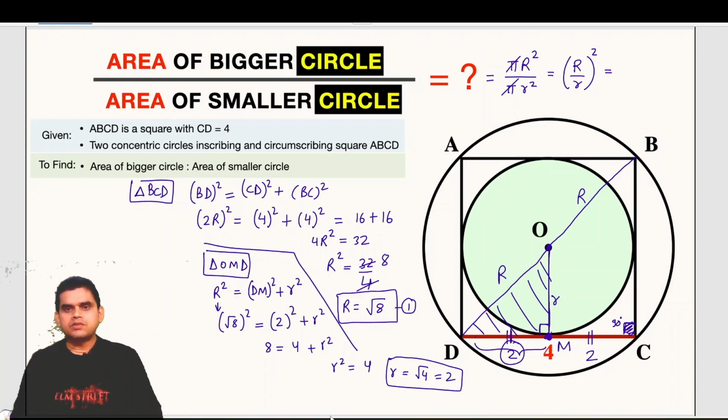Now we can substitute the values of capital R and small r. Capital R is root 8 and this is 2 whole square. So this will be 8 over 4, that is 2. So we have found the ratio of the areas of the bigger circle and the smaller circle as 2. So this is the final answer.